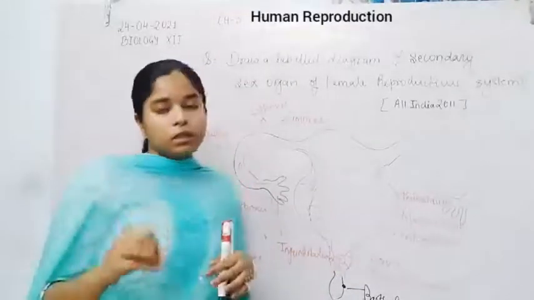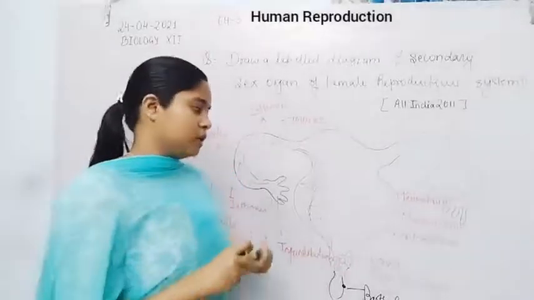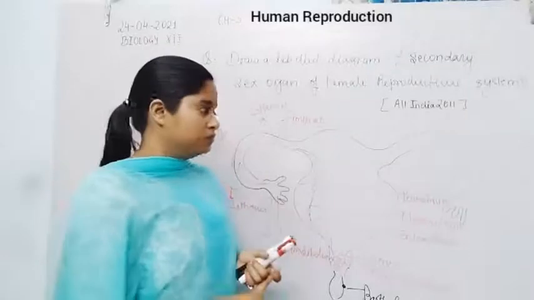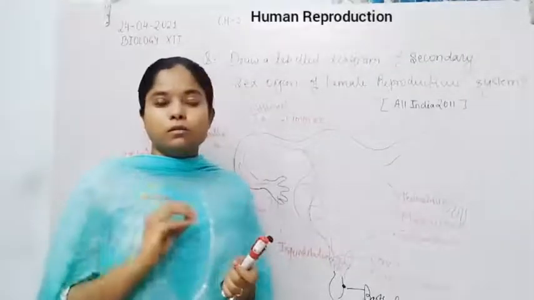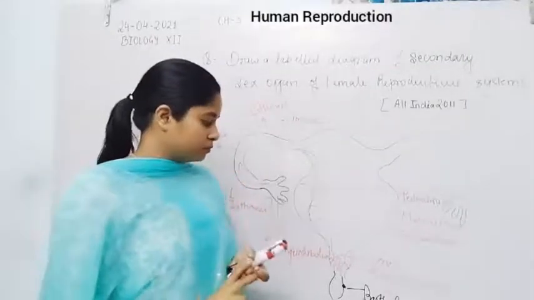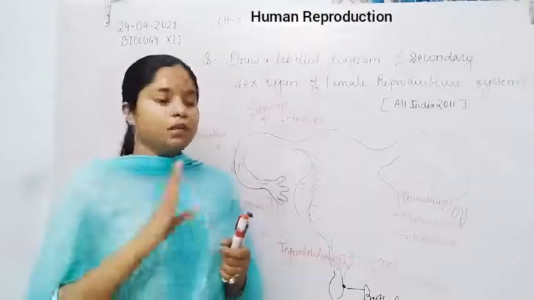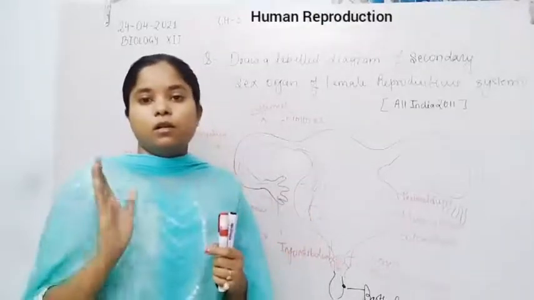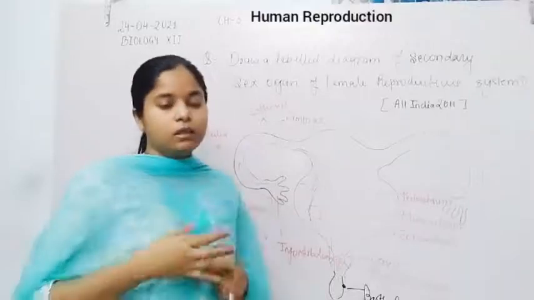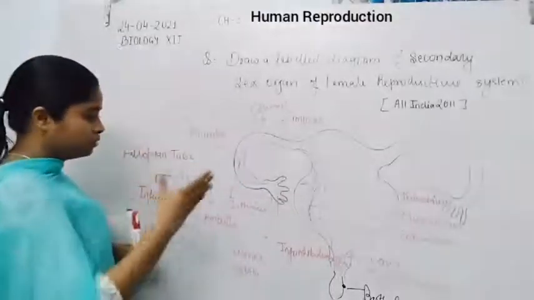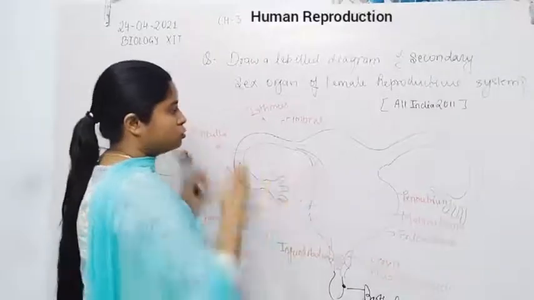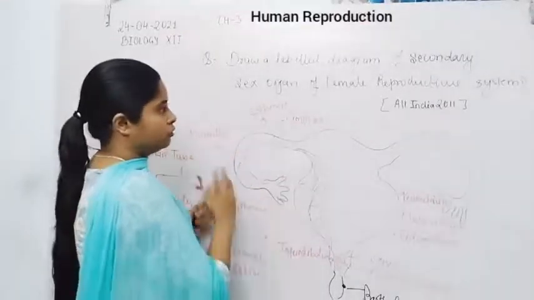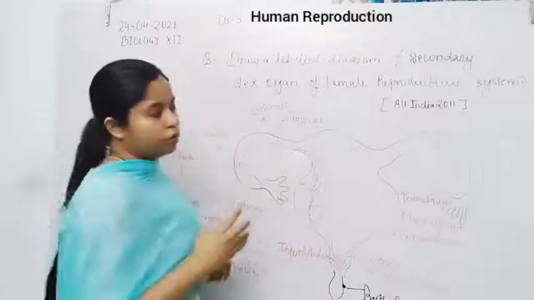which also decreases the acidity of the vagina, so that the sperm can survive when they pass through the vagina, because the acidity of the vagina can kill the sperm. So they are protected. So all these are the characteristics and structure of the secondary sex organs of the female.